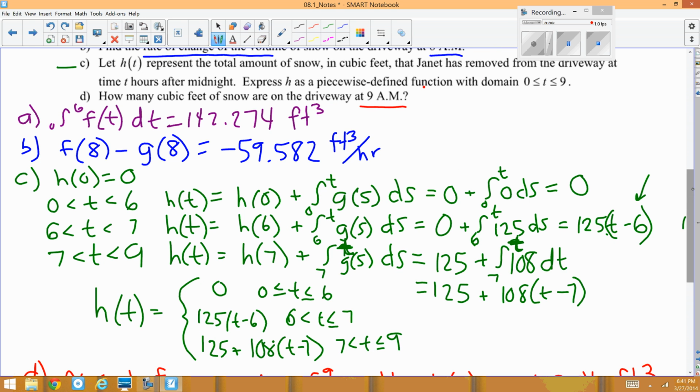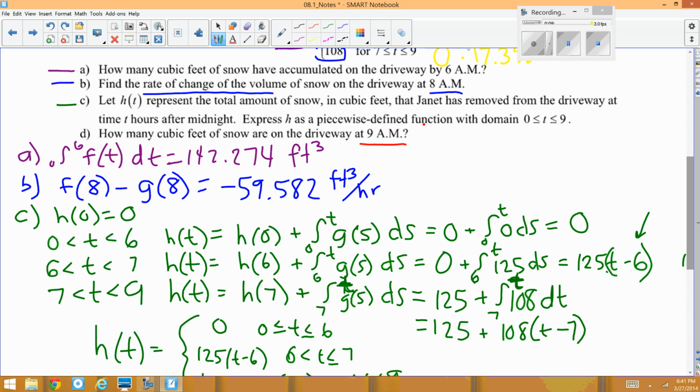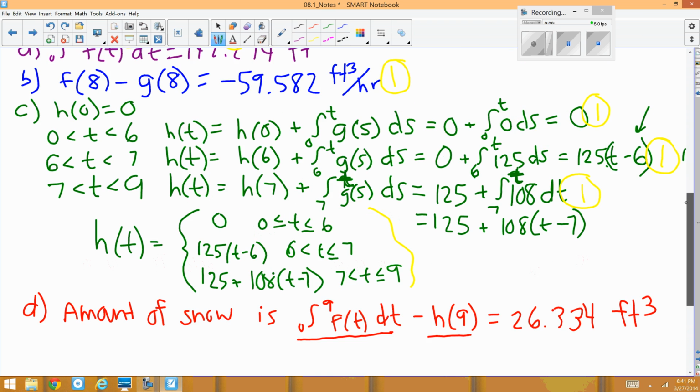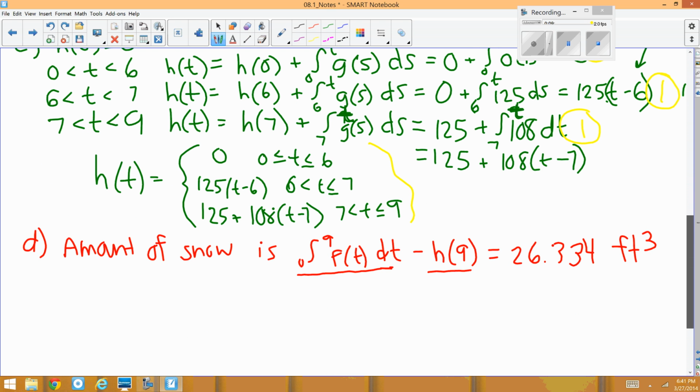So for the first problem, when we were discussing how many feet accumulated, 1 point for the integral, 1 point for the answer with units. The rate of change, 1 point for that. Part C, you get 1 point for doing the time from 0 to 6, 1 point for this rate from 6 to 7, and 1 point for the last time from 7 to 9. Okay, and if you just wrote it all together, you would get the 3 points just for that. That means there are 3 points left for this part D.